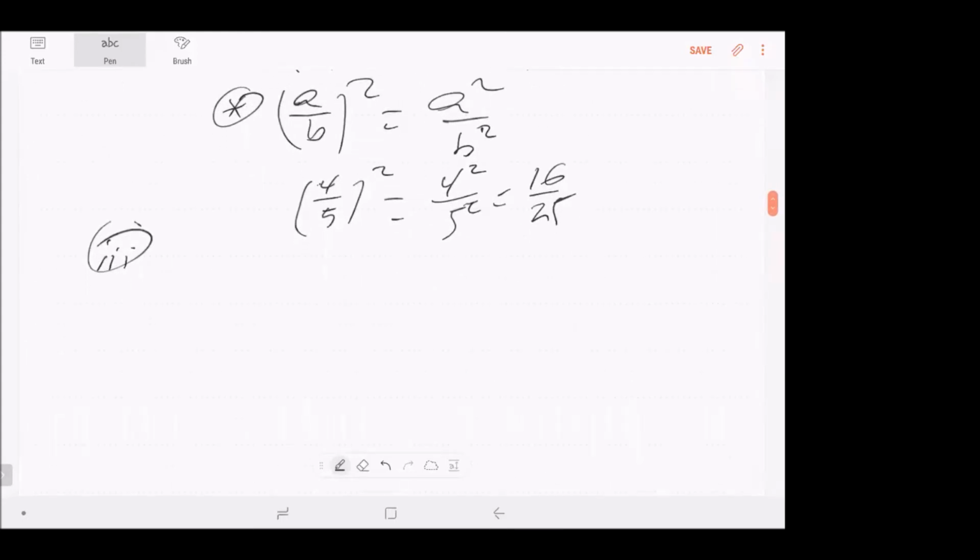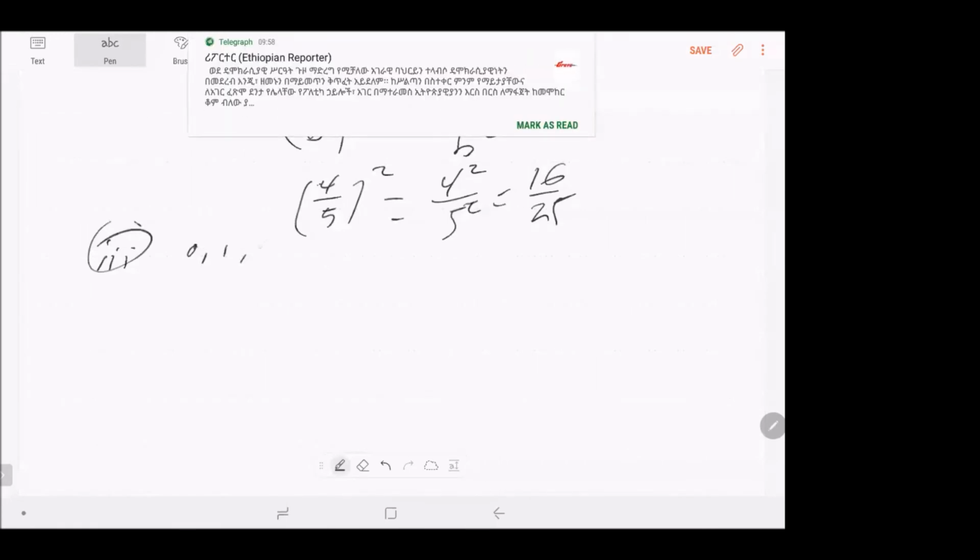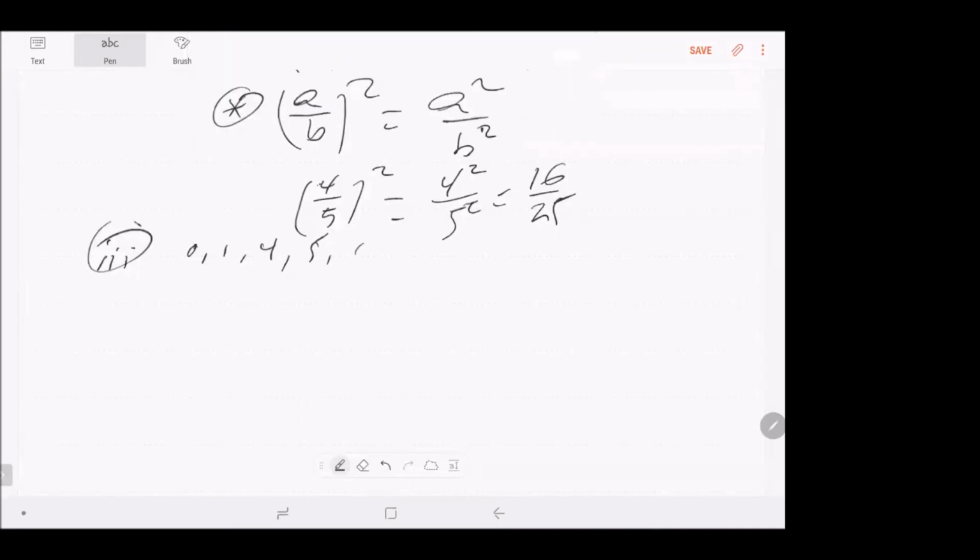The third property: the units digit of all square numbers. Square numbers end with 0 or 1 or 4 or 5 or 6 or 9. When you check all square numbers, their units digit ends with 0, 1, 4, 5, 6, or 9. You can check it.